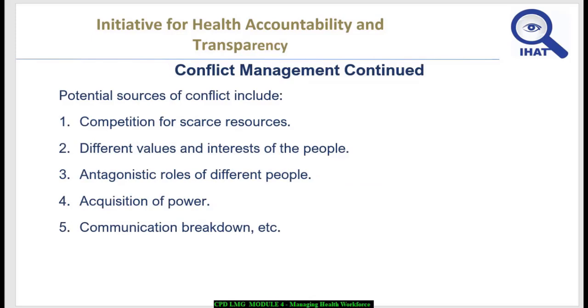We should be aware of sources of conflict in our workplaces. They include competition for scarce resources, different values and interests of the people, particularly people with different professional backgrounds and personalities, and antagonistic roles of different people. This is common between different professional groups. Acquisition of power is also a potential source of conflict. And very importantly too is communication breakdown.